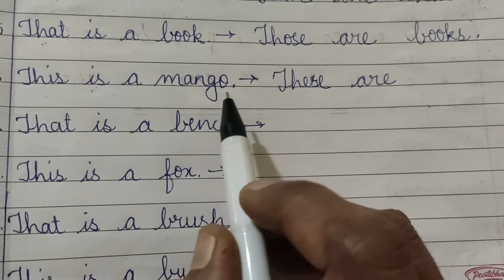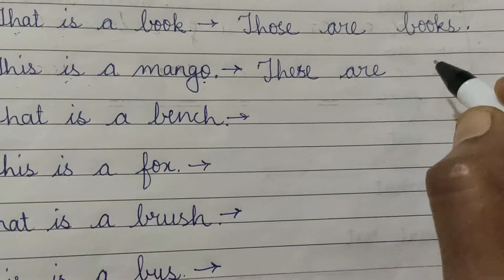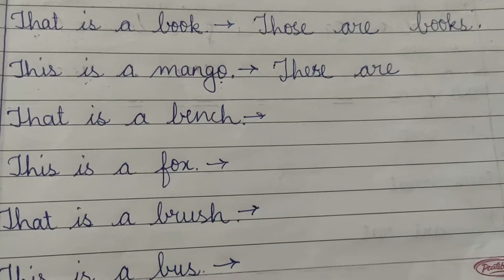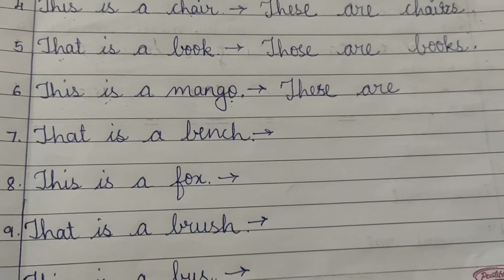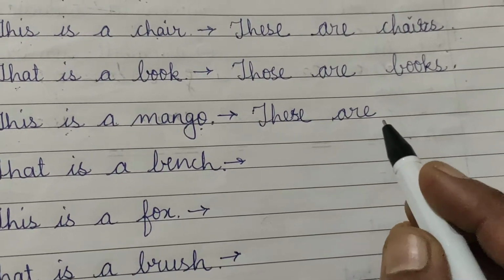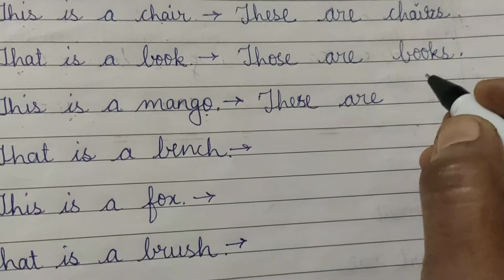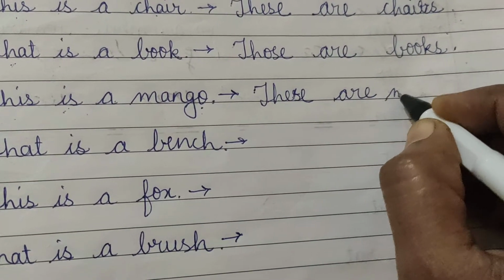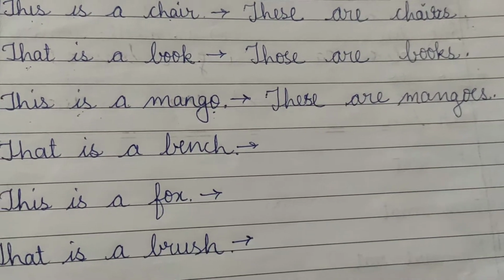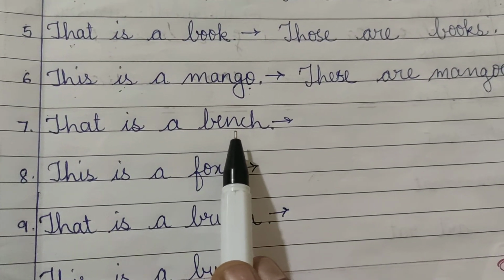And mango. Mango becomes mangoes ending with O. So I have to add ES to make it plurals. These singular and plurals rules we have already learnt, children. 2 rules, adding S and ES. In the above examples we were adding only S. But now ending with O. So we add ES. M-A-N-G-O-E-S. Mangoes.